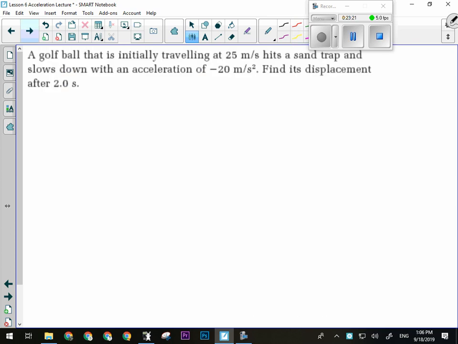Write this one down, and then we'll walk through it together. This is the next acceleration formula we're dealing with. So again, first step is read the question, write down the givens as the question tells them to. Golf ball is initially traveling at 25 meters per second. It doesn't give me a direction there, but I do see a negative later in the question, so I'm just going to remind myself that this is positive. It hits a sand trap and slows down with an acceleration of negative 20 meters per second squared, sorry. Find its displacement after 2 seconds.